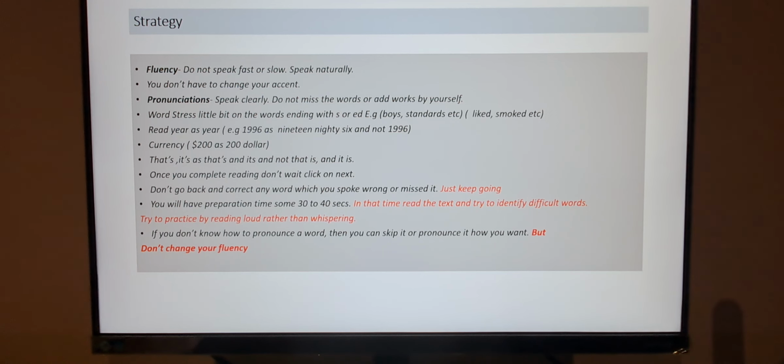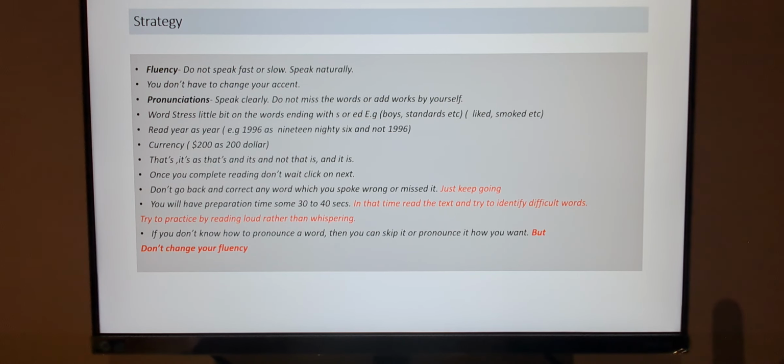Word stress. Yes, I think many of you, after giving the PTE examination, would think that my read aloud went fine, but still I did not get good marks in speaking and in reading. Why is that? Even though you think that you have read the text properly, there are certain mistakes which no one pays much attention to. It's like the word stress, like words ending with S or words ending with ed.